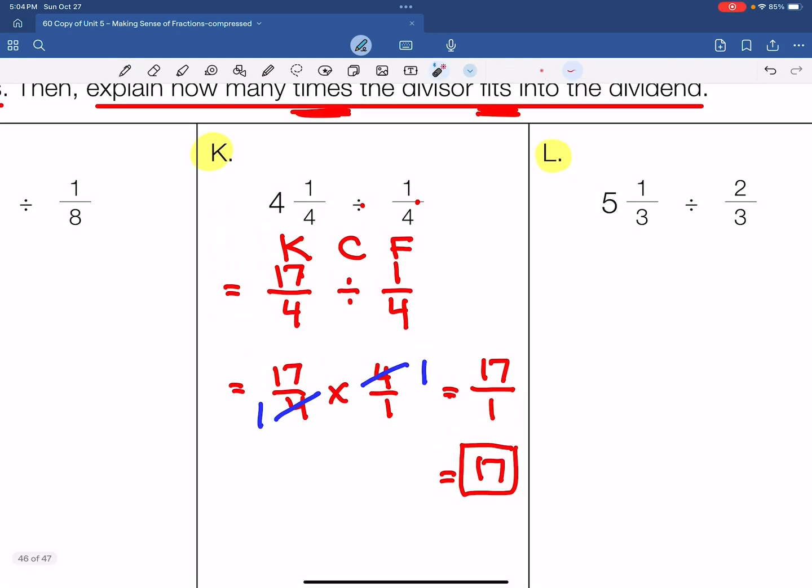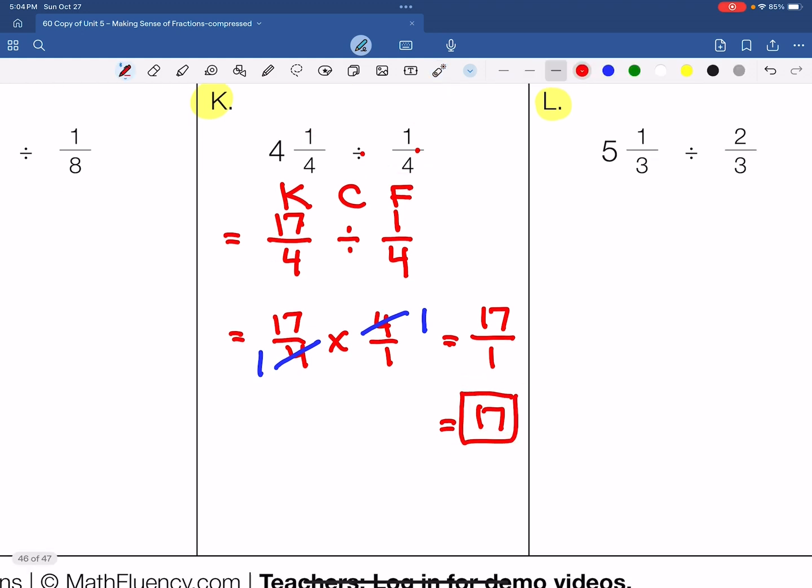So here we see that 1/4 fits into 17/4 17 times. And we can also say that 1/4 fits into 4 1/4 17 times as well. Let's use that as our sentence. So write down 1/4 fits into 4 1/4 17 times.